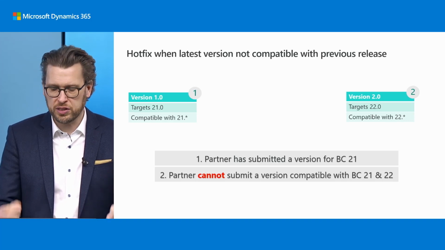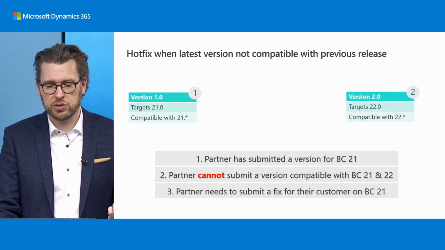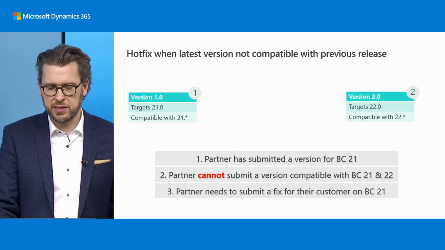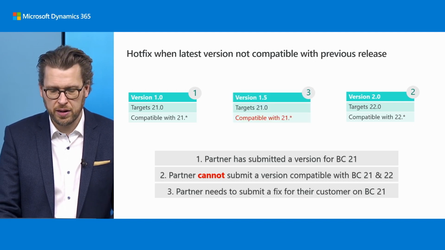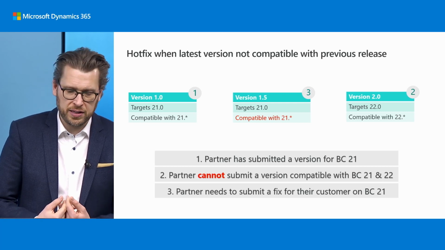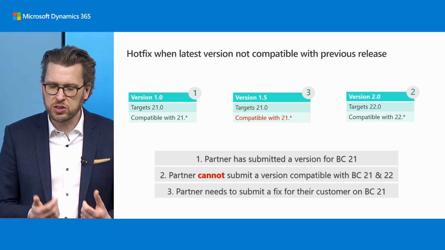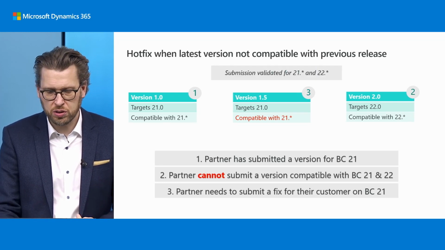You incorporate some of these breaking changes. And now suddenly you need to submit a hotfix for your existing customers on BC21, right? On your version 1.0 app here. And you would really like to submit, let's say, a version 1.5 sitting in between here, but that one is only compatible with version 21 and not version 22.